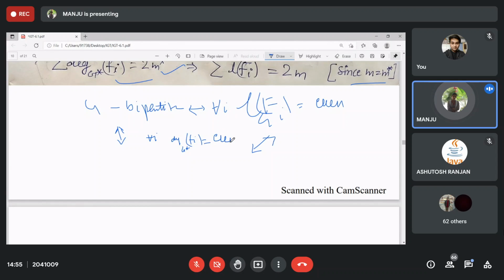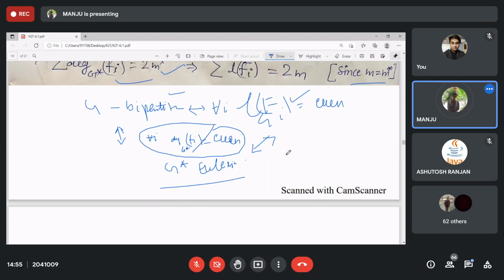And if the degree of all the vertices is even, then what can you say about that graph? Is it Eulerian, is it Hamiltonian, or is it something else? Eulerian. Eulerian, right? So this is just to make you understand. So you can just say G is bipartite, all the faces have even length, and G star, this is only about G, if and only if G star is Eulerian. Okay, so this statement could be asked: G is bipartite if and only if G star is Eulerian. Clear? And this one is G, right?